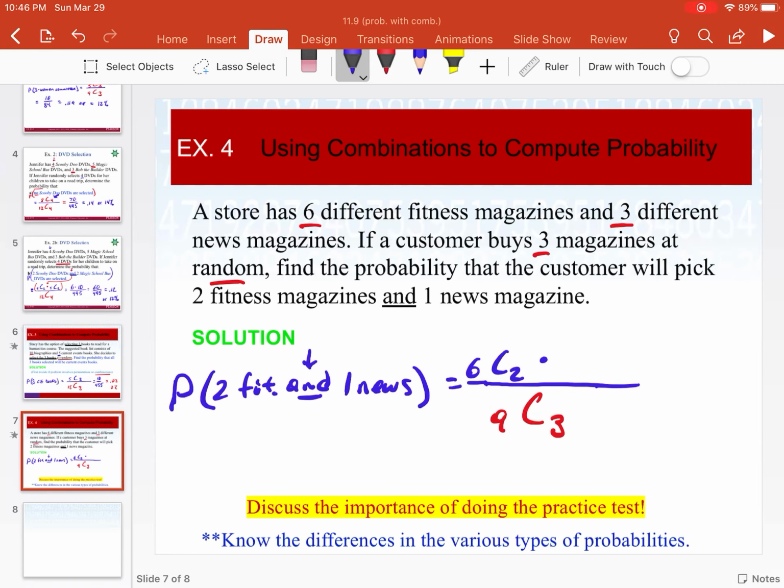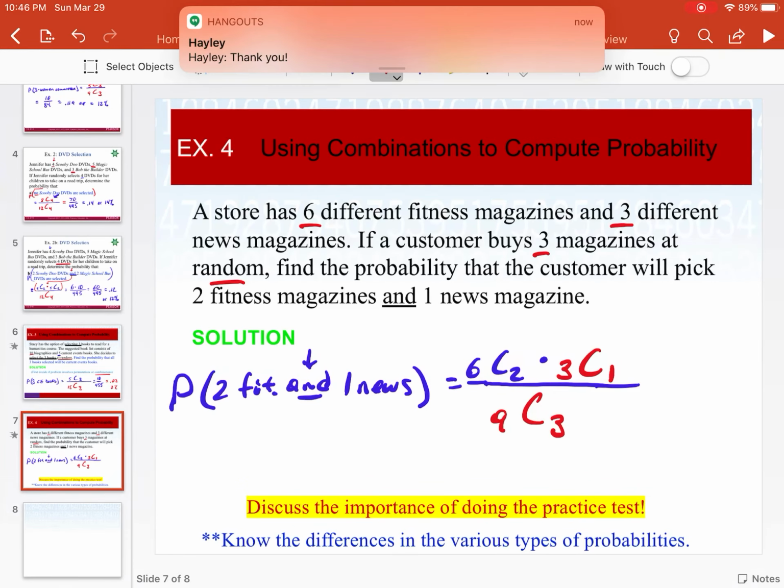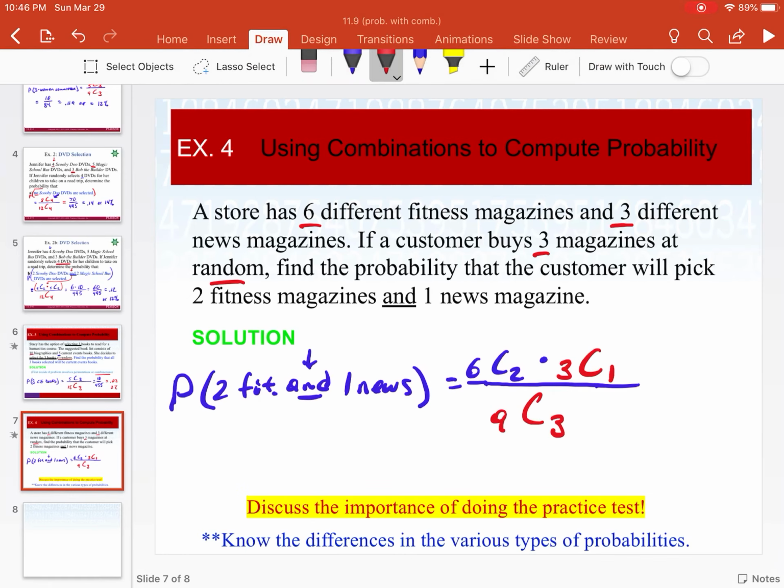And then we want 1 news magazine. Well, that's going to be another little group of 1, huh? How many news magazines are there? 3. And how many are we picking? 1. Well, you'll notice, this is kind of interesting. We didn't exclude any videos. We didn't exclude any books, all right? So we're picking from everything in play.